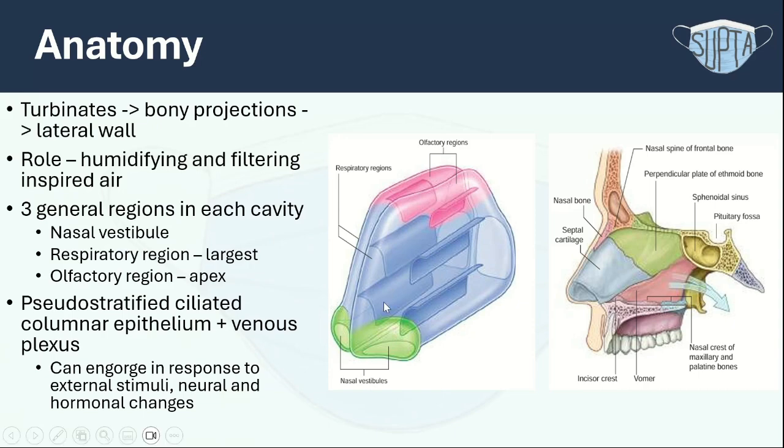And it also has a rich venous plexus, which can engorge in response to external stimuli, neural and hormonal changes. And this engorgement of the epithelium and the hypertrophy of the turbinates is going to be really important when we talk a bit more about rhinitis.